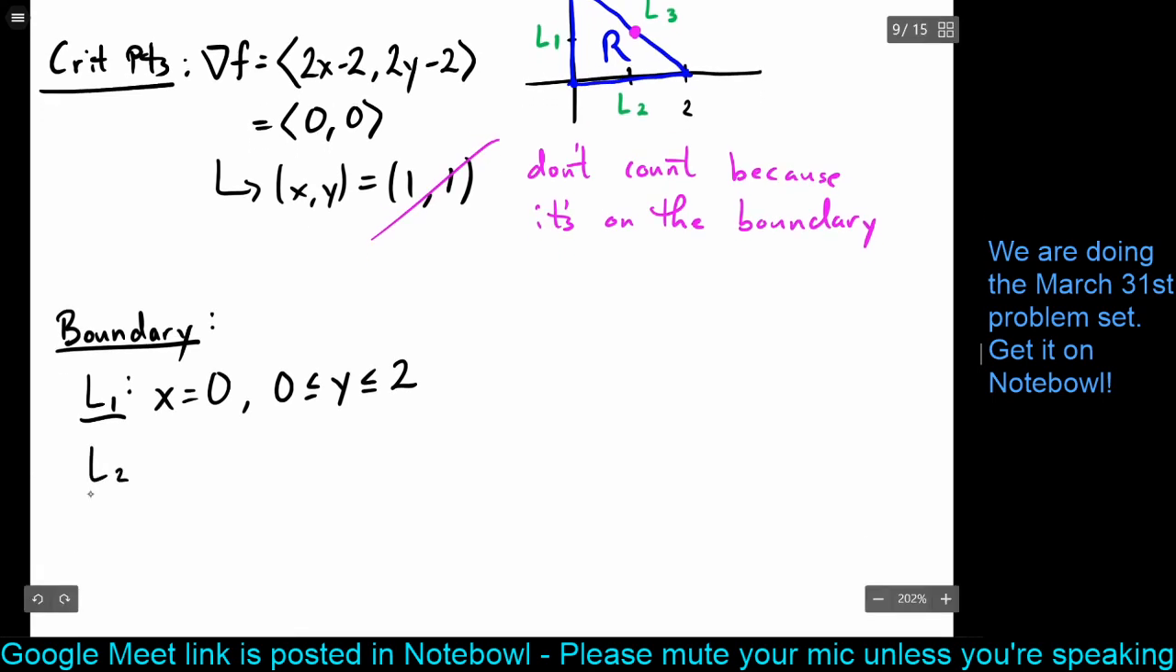Similarly, we can do L2. This is the horizontal line here, so y equals 0. And for this segment, x is allowed to go between 0 and 2.